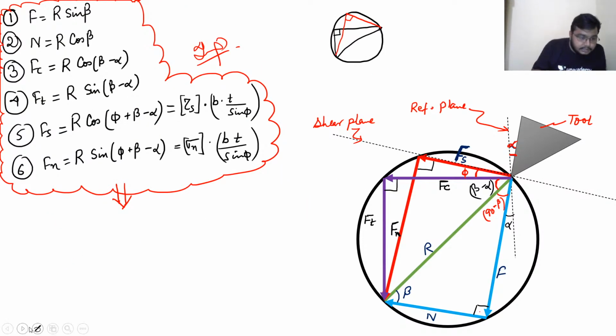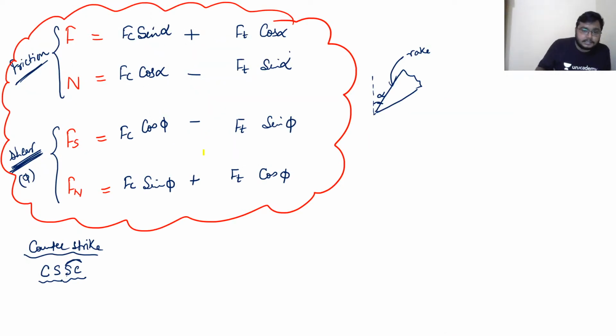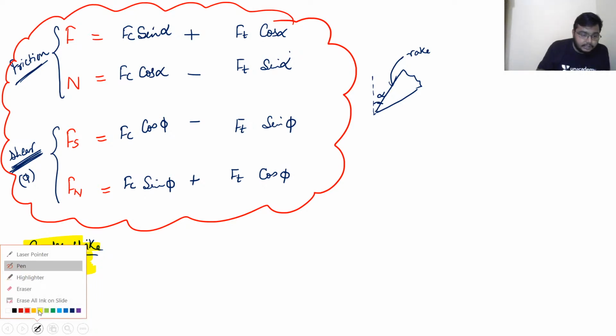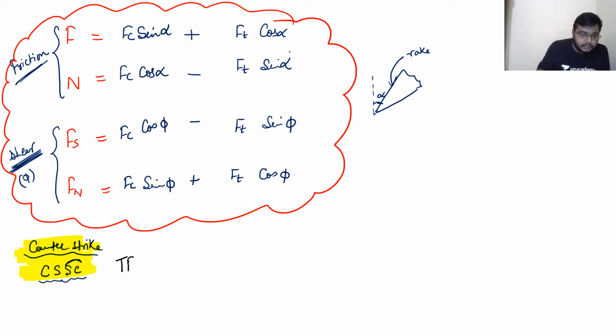First thing is this: there are some formulas that I have deduced from the merchant circle, and you have to remember them. Next is this: for this I have told you this counter strike thing. If you can remember this counter strike thing, this trick is going to be very very handy for you.